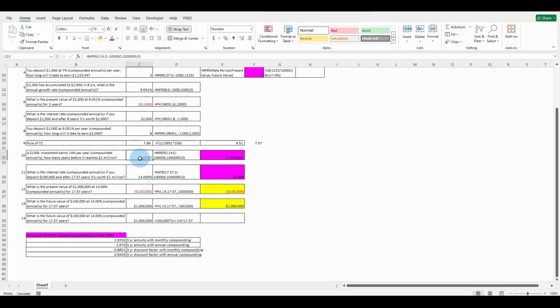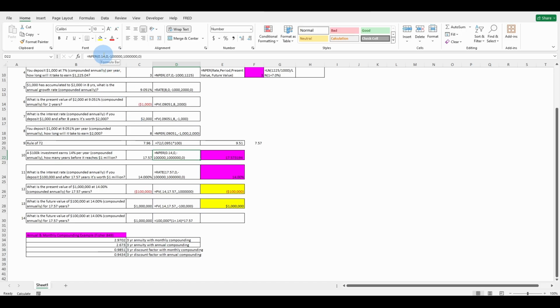A 100 grand investment earns 14% per year compounded annually. How many years before it reaches $1 million? Remember, 100 grand, is that our future value or our present value? The million, is that our future value or our present value? Always think of the order. And if you understand the order, then Excel makes it really simple because it gives you all the clues.